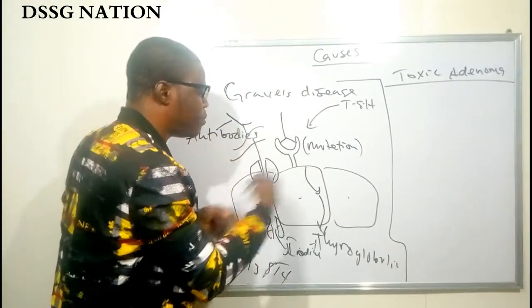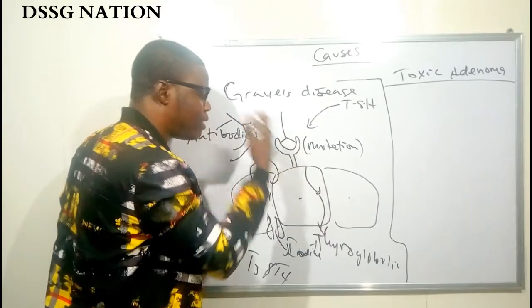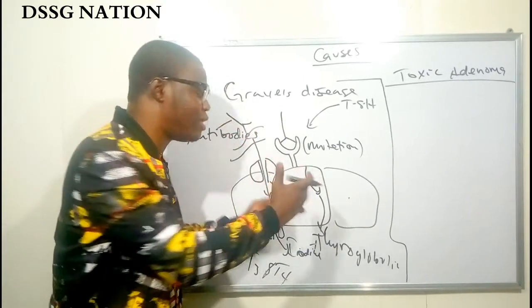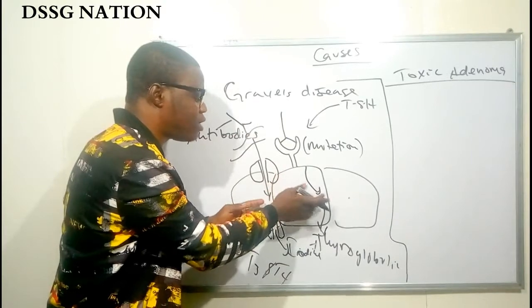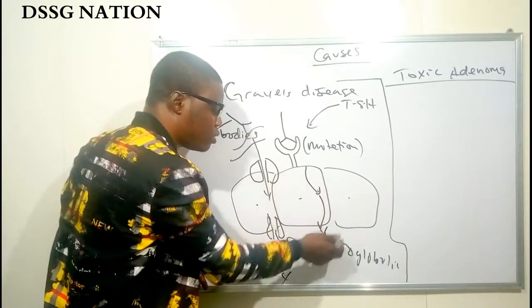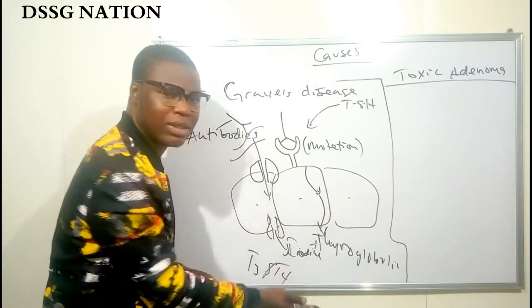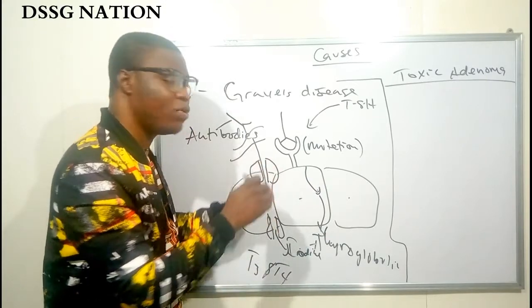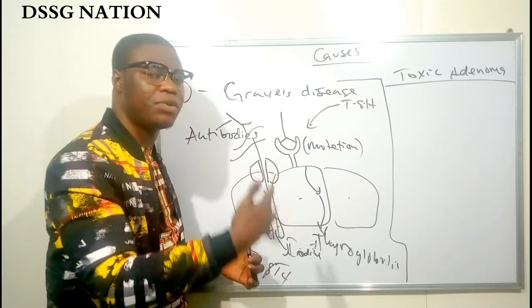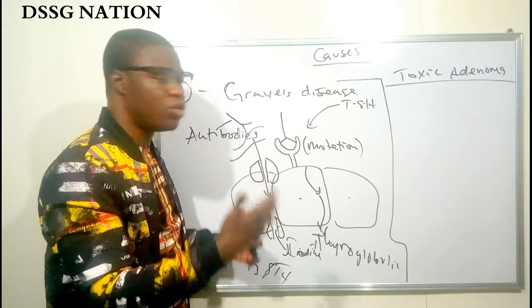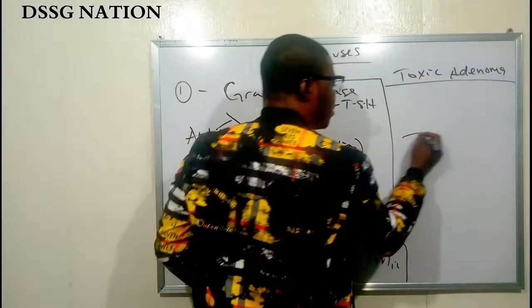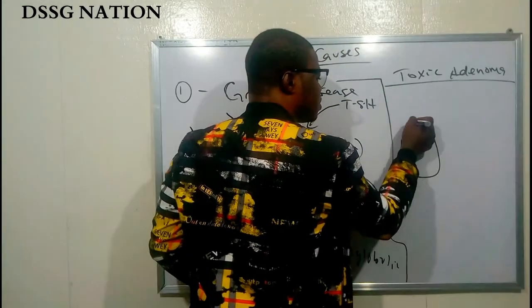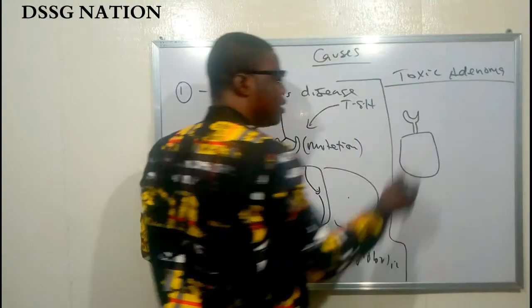They will be disturbing our body cells. So they are going to be disturbing the follicular cells to do what? To produce thyroglobulin and what? And iodine. With that, it is going to lead to increased production of T3 and T4. So what I mean is that in toxic adenoma, the receptors here are going to become mutated.